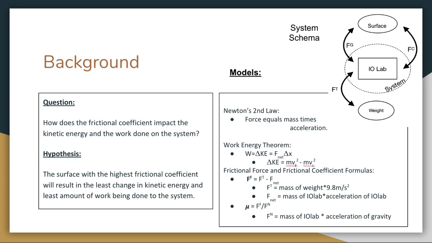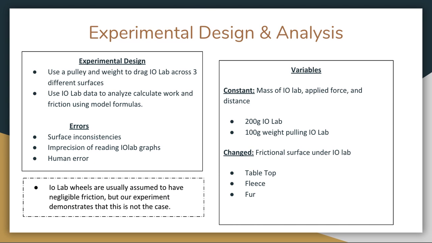The frictional force is the only arrow that will change based on each trial, as that is the only variable we are adjusting. For our experiment, we used a 100-gram weight and pulley to move the IOLAB across 3 different surfaces: tabletop, fleece, and fur. For each trial, we kept the distance traveled, mass of the IOLAB, and the applied force constant. Using the pulley and weight gives us a constant applied force and acceleration through the trial. We performed 3 trials on each surface.